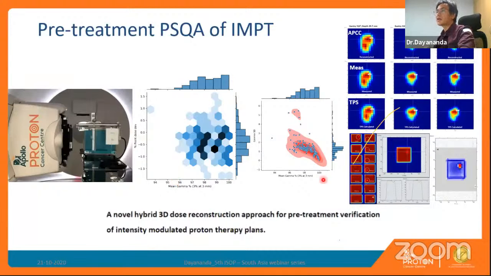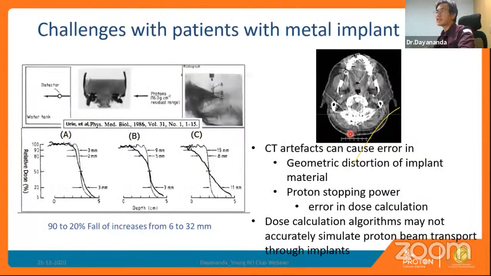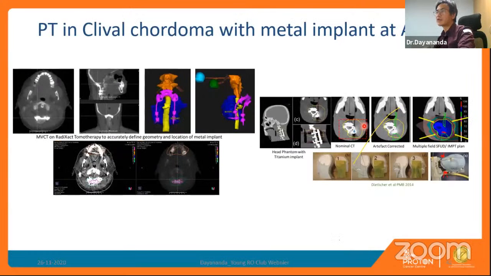And of course, the artifact from the presence of metal is a big challenge in proton therapy, and we have come up with our own innovative solutions to mitigate this kind of issue by using various mitigation strategies in the form of different types of algorithms to reduce the artifact, including the use of MVCT in the treatment process and a series of in vivo dosimetry using films.